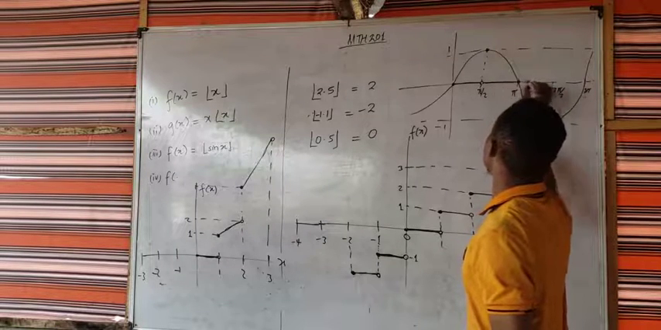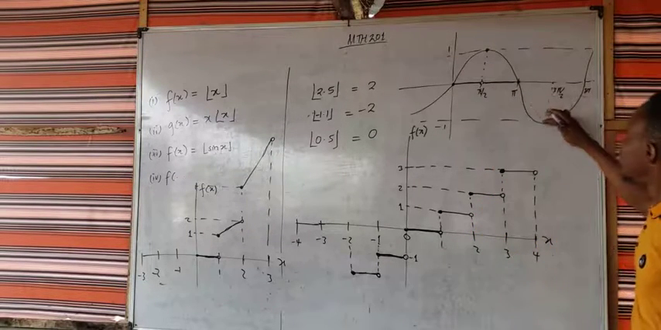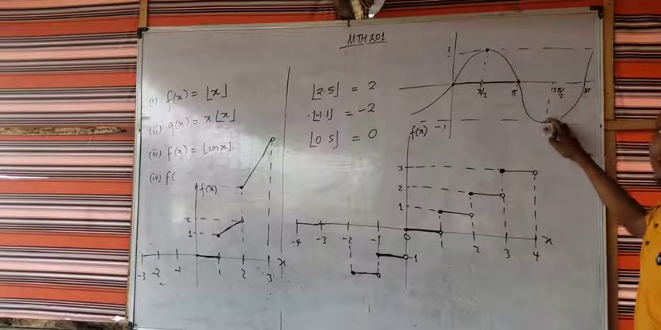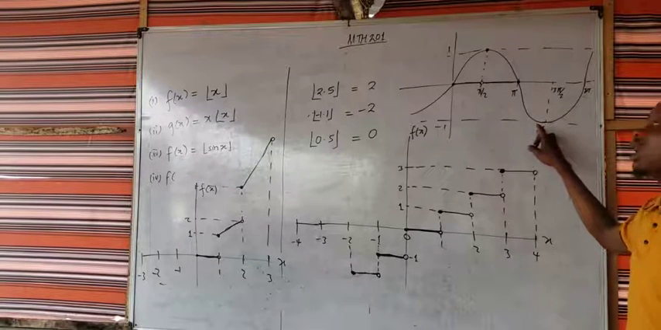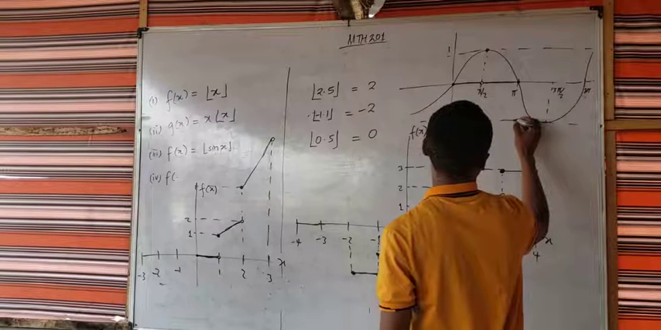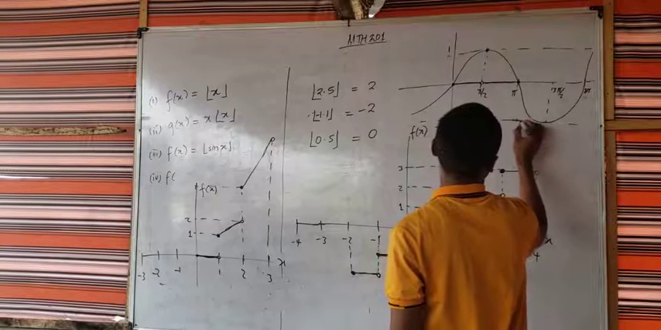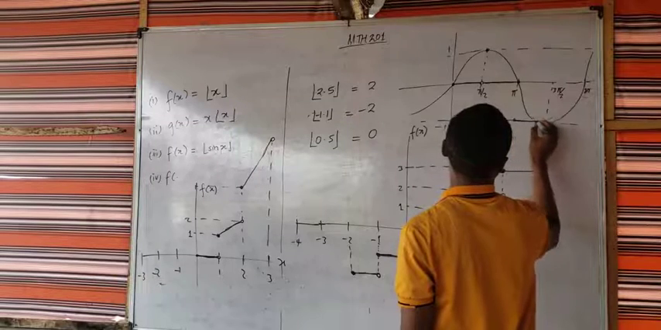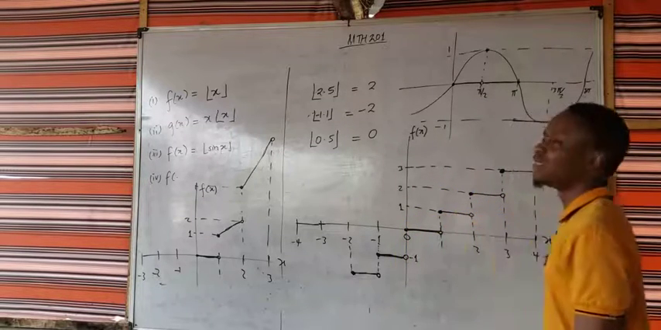And then between this point and this point, it goes between 0 and minus 1. When you go between 0 and minus 1, what is going to happen? This is going to be minus 1. So you are going to have the value to be this. Does it make sense?